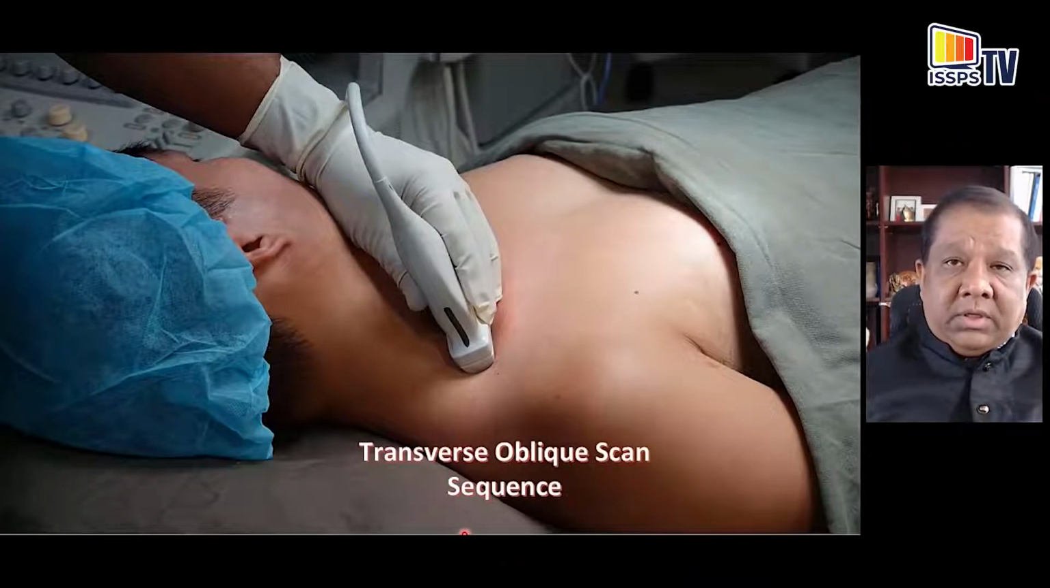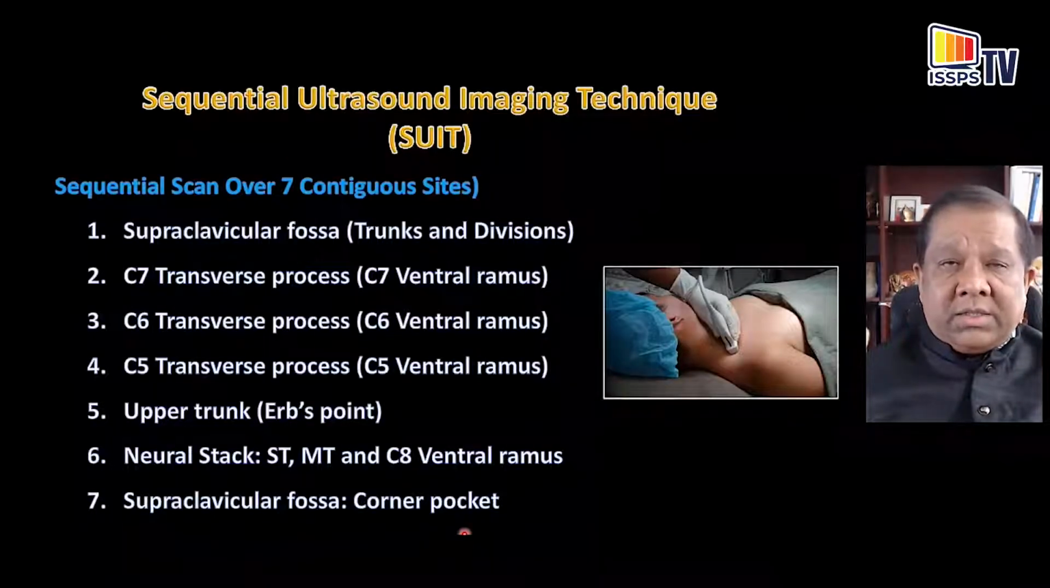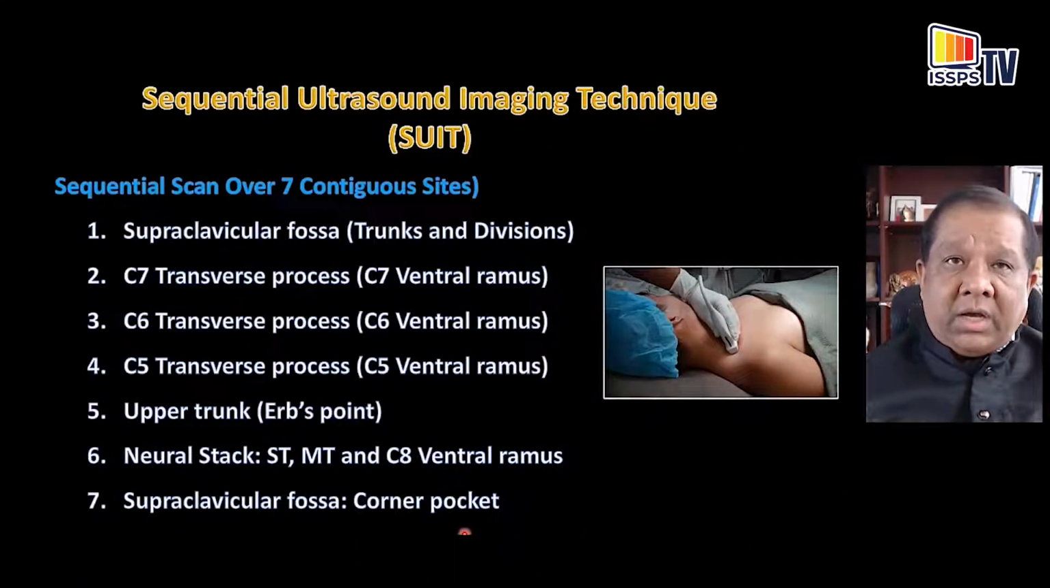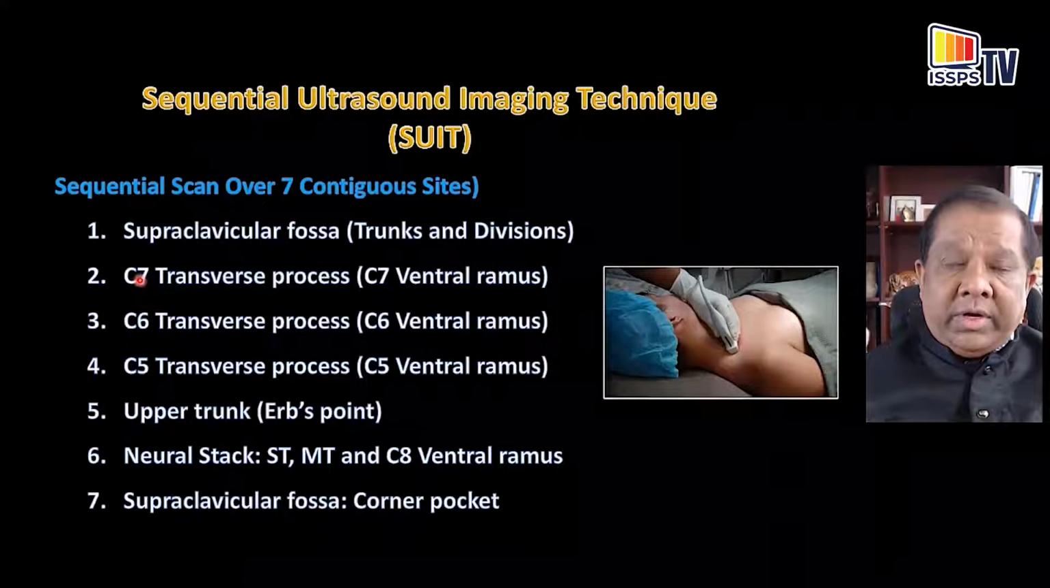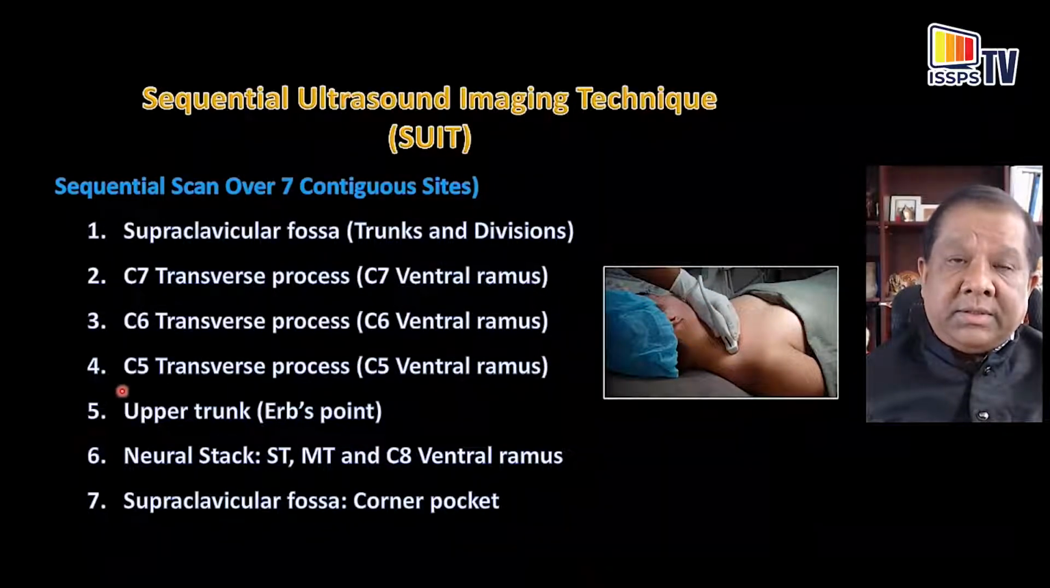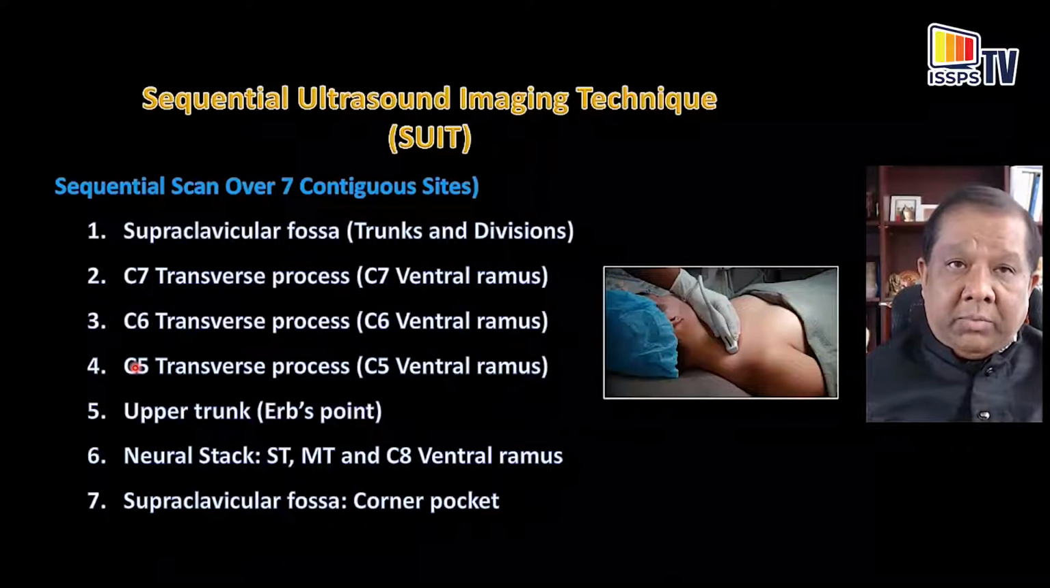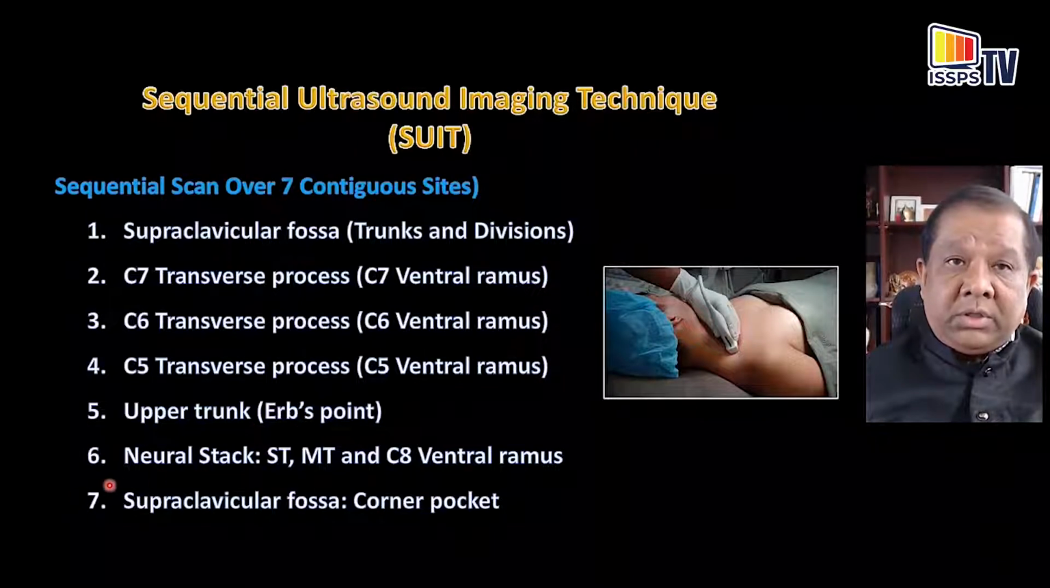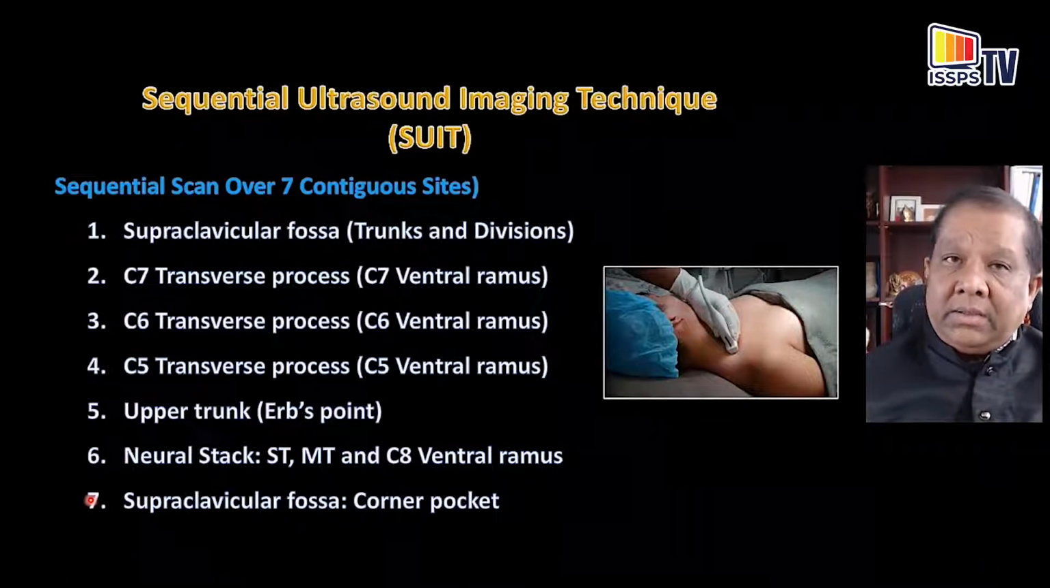In brief, it is a sequential scan over 7 contiguous sites starting from the supraclavicular fossa. You identify the C7 transverse process, and then further cranial to that you identify the C6 transverse process with the C6 ventral ramus. Thereafter you identify the C5 transverse process with the C5 ventral ramus. The transducer is now manipulated in a caudal direction to see the fusion of the C5 and C6 to form the upper trunk, followed by the neural stack of the upper trunk, middle trunk, and the C8, and thereafter the formation of the inferior trunk at the corner pocket.